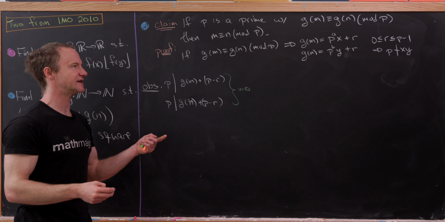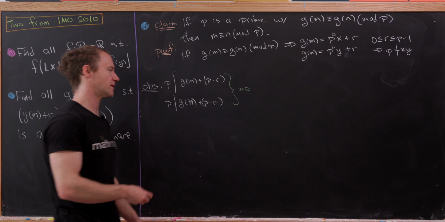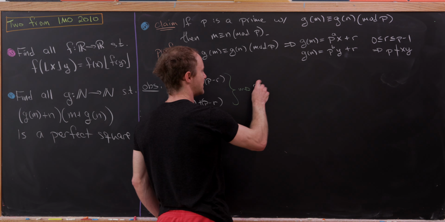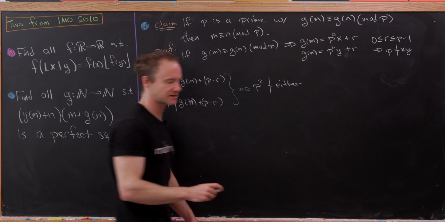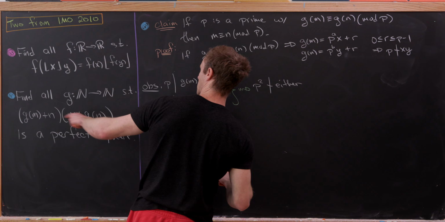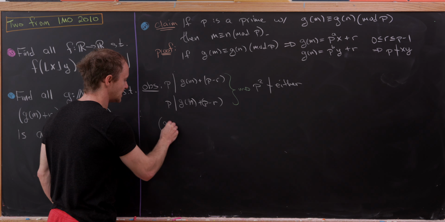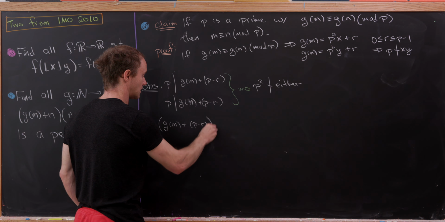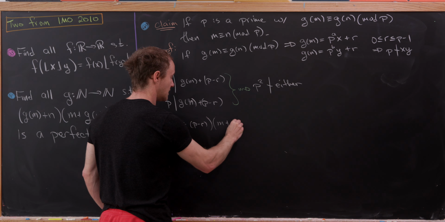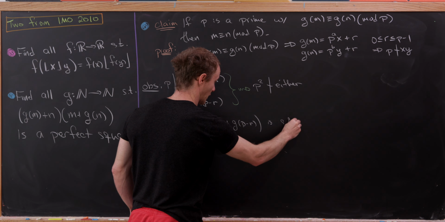In the case when a is 1 or not 1, and b is 1 or not 1, the conclusion is the same. P squared does not divide either of these. But now we want to apply our functional relationship over here. So check it out. We know that g of m plus p minus r times m plus g of p minus r is a square.